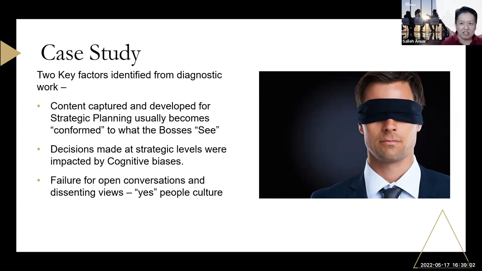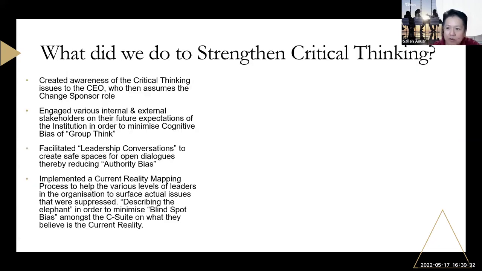Okay. The other issue could be decisions made at strategic level were often impacted by cognitive biases that they had at the individual and the team level. And the fundamental reason why this happens is that actually there's a failure to create a safe space for dissenting views. So long as the most influential person says so, everybody conforms. Okay, so this is a key challenge that they have. So what do we do?